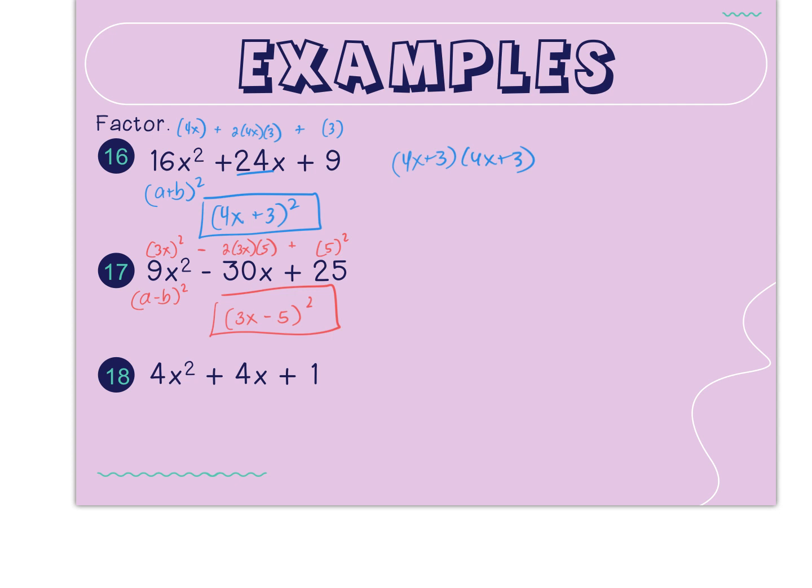And we go to the last one, and we look at it, and again, there's no GCF to take out. Is there a square root for the first term? Yep, it's 2x squared. Is there a square root for the last one? Yes, it's 1 squared, right? It's 1. And is this 2 times a times b? So is this 4x? Yes, it is 4x. It's a plus plus. So this is an a plus b squared situation. So a is 2x, b is 1. It's a plus, so it's 2x plus 1 squared. And that's how you apply the shortcut and the special factoring to this problem.